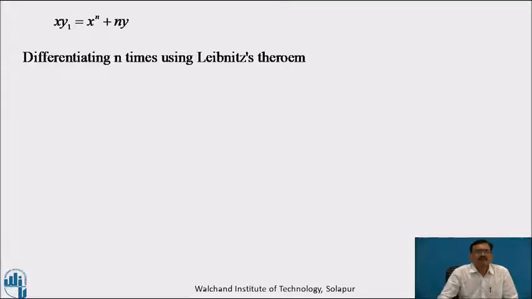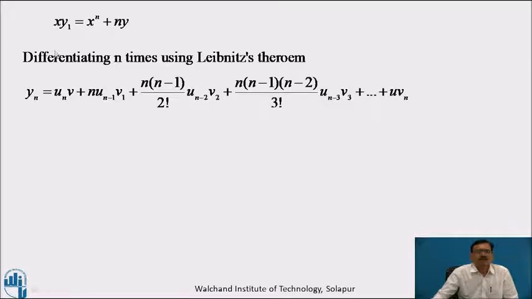And now we can differentiate by using Leibniz theorem. y suffix n equal to un v plus n into u suffix n minus 1 into v1 plus n into n minus 1 upon 2 factorial into u suffix n minus 2 into v2 and so on, plus u into vn. Here suffix denotes the order of the derivatives.